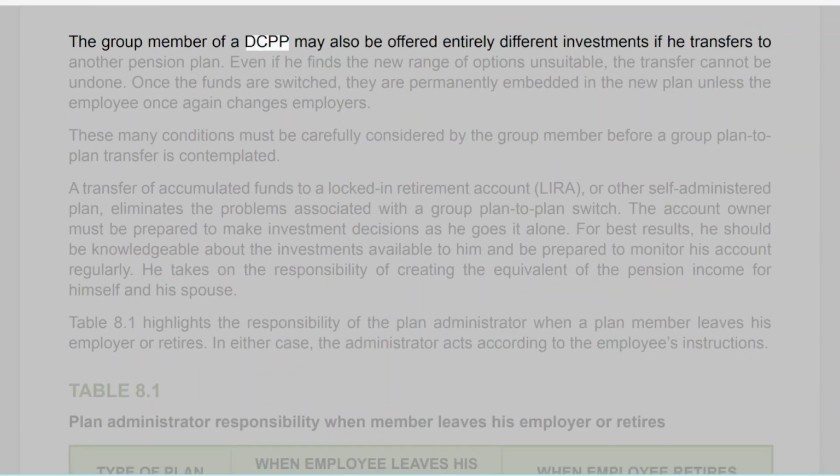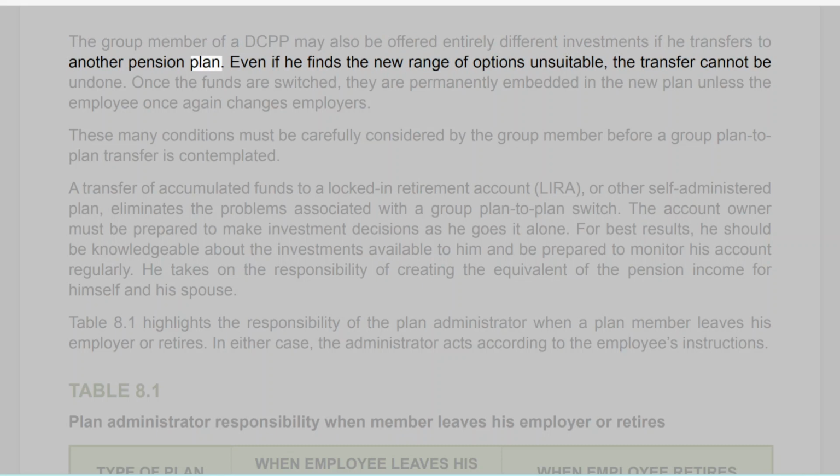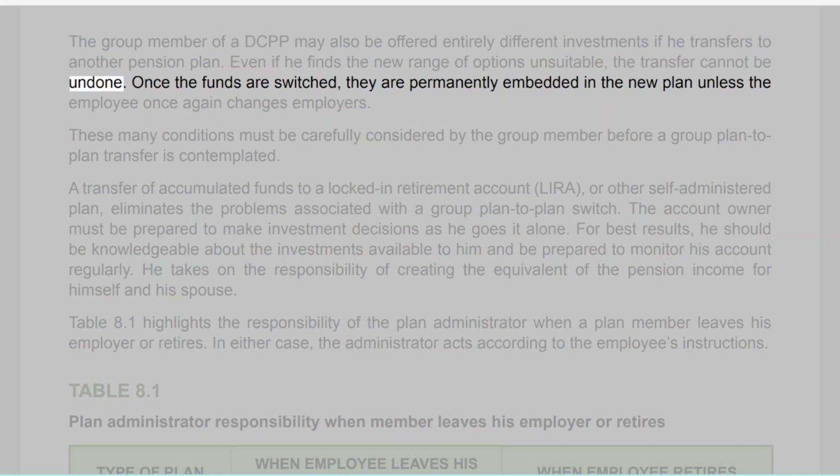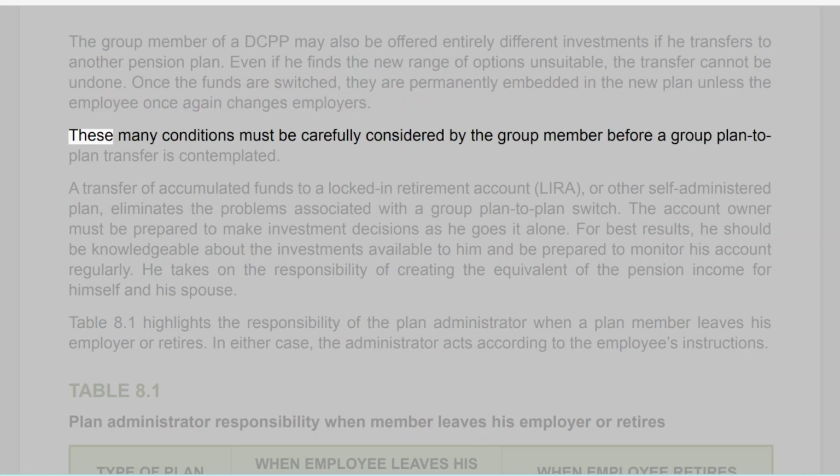The group member of a DCPP may also be offered entirely different investments if he transfers to another pension plan. Even if he finds the new range of options unsuitable, the transfer cannot be undone. Once the funds are switched, they are permanently embedded in the new plan unless the employee once again changes employers. These many conditions must be carefully considered by the group member before a group plan-to-plan transfer is contemplated.